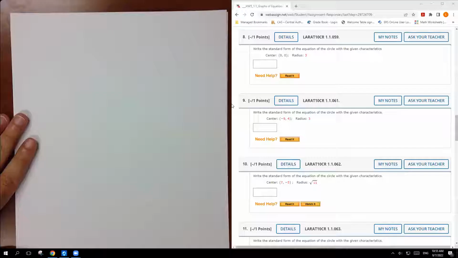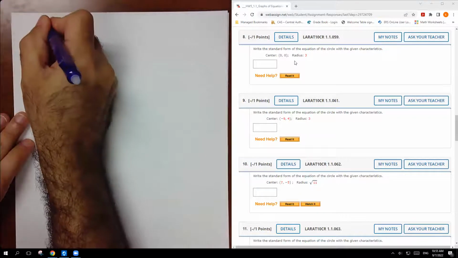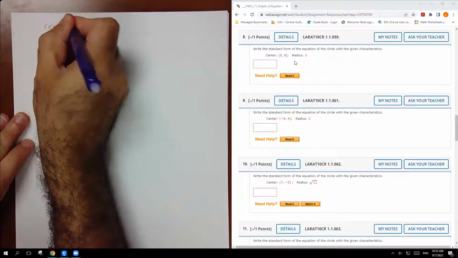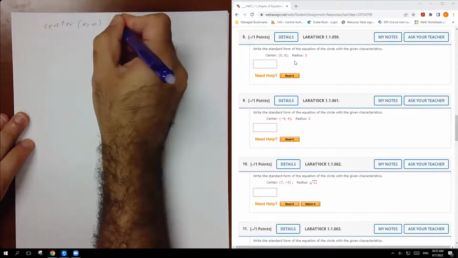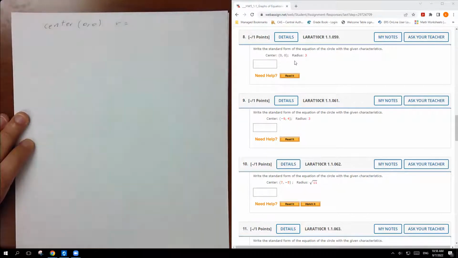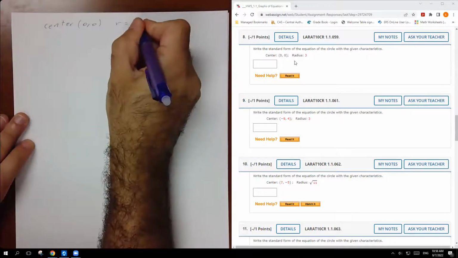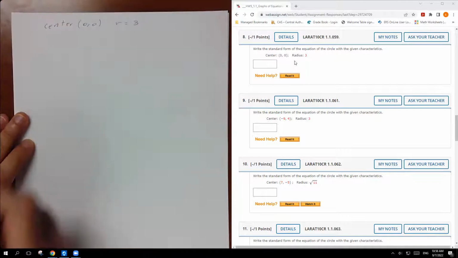So let's check the first example. It says write the standard form of the equation of the circle with the given center (0, 0) and radius 3. Now the center is (0, 0) and r is 3. The radius is 3. This is question 8.